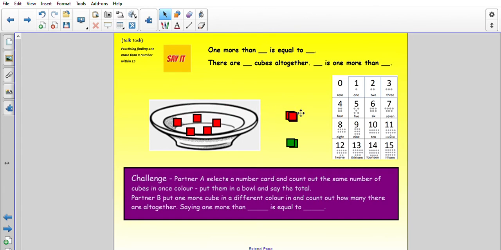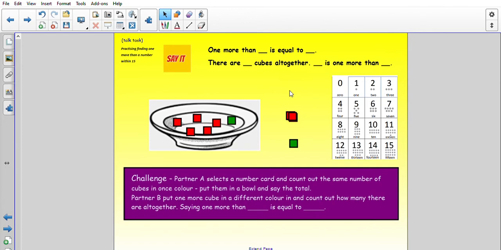Right. How many have I got in my bowl now? Let's see. 1, 2, 3, 4, 5. Right, I've got 5 in there. So there are a total of 5 in my bowl. So I'm going to add 1 more. 1 more than 5 is equal to 6. There are 6 cubes altogether. So 6 is 1 more than 5.